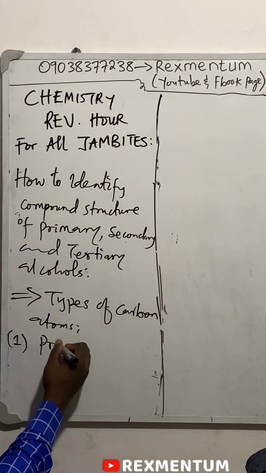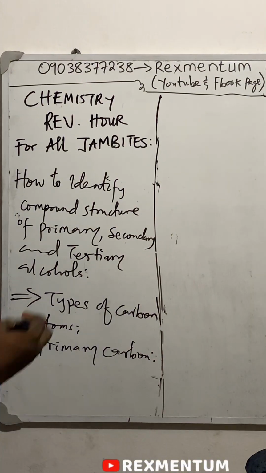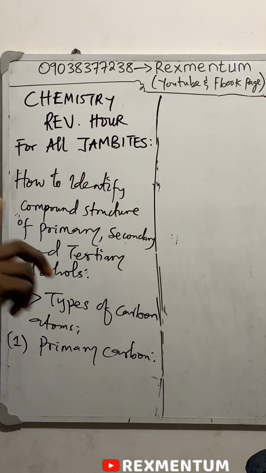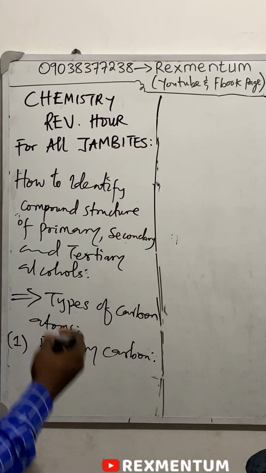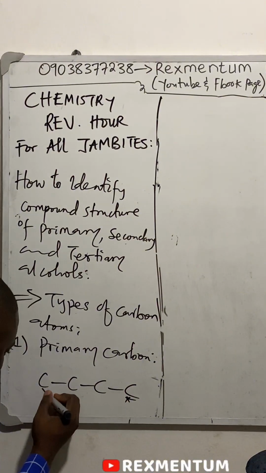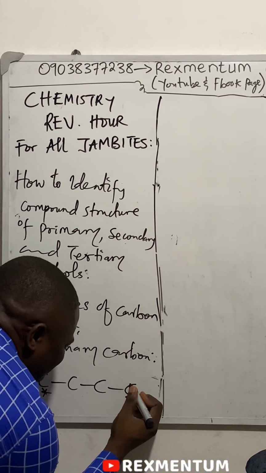Number 1 is what we call primary carbon. And what is a primary carbon? It is that carbon atom that has just one other carbon directly attached to it. I'll be demonstrating that. You can see this carbon now is a primary carbon. Even this is a primary carbon. Why? Because it is only this one carbon atom that is directly attached to it.